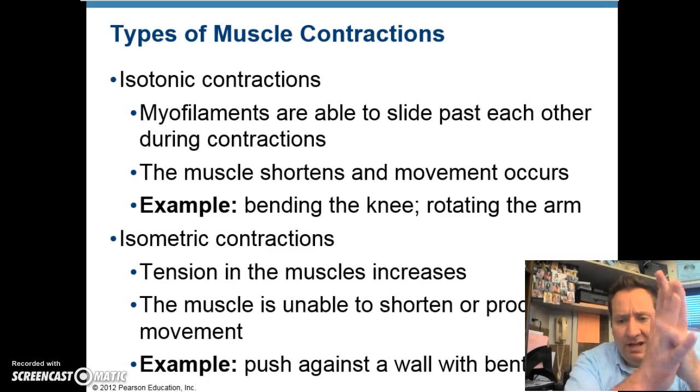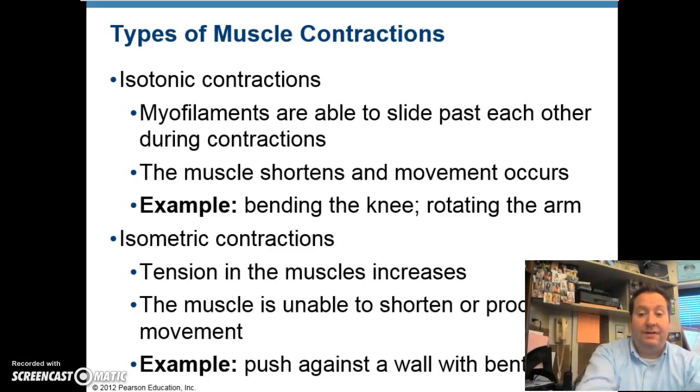An example of that would be pushing against a wall. I can't move that wall. So a lot of tension builds up in that muscle, and you don't have a complete contraction. With an isotonic contraction, you have full range of motion, you have that full contraction that can occur.